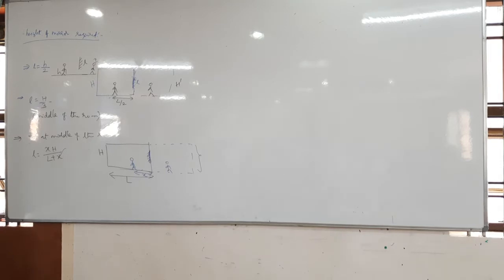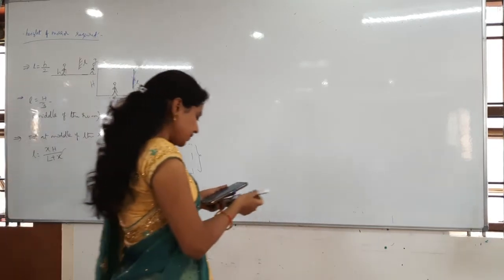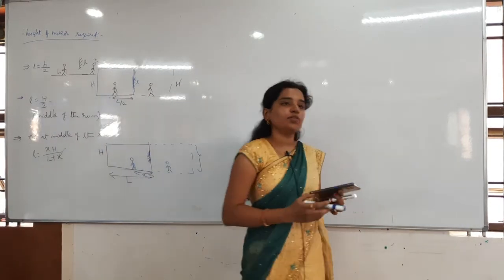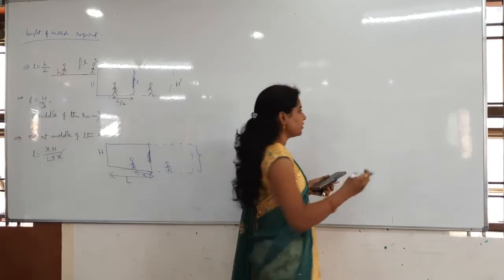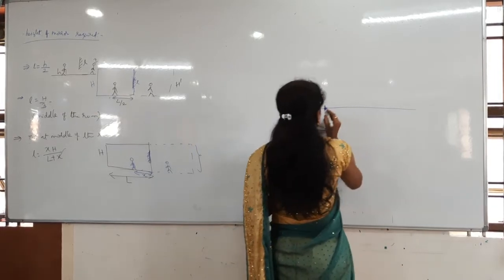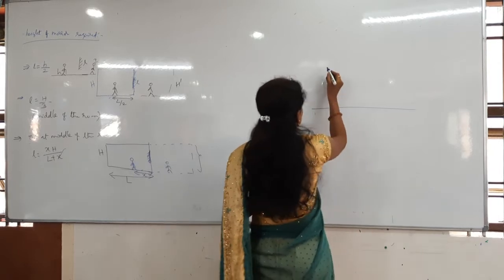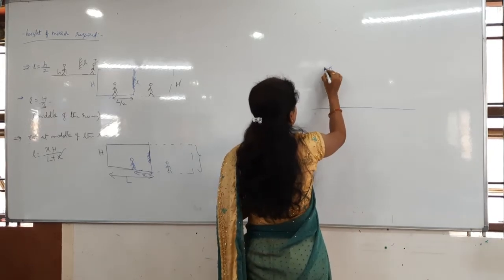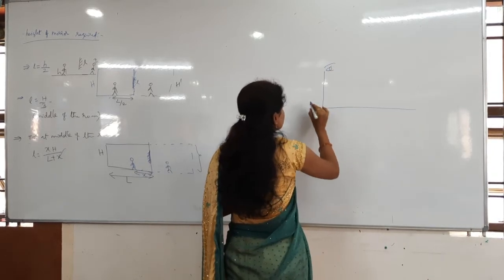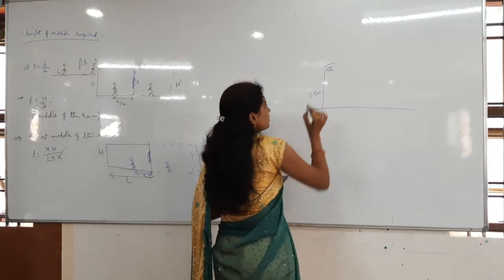Listen, I'll give the diagram first. A person's eye is at what height they are saying? 1.5 meters height from the ground. Let me take this as the ground I have taken. And from there, a person's eye is at exactly 1.5 meters. This much height is there.